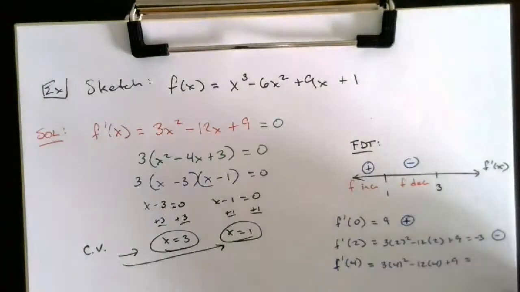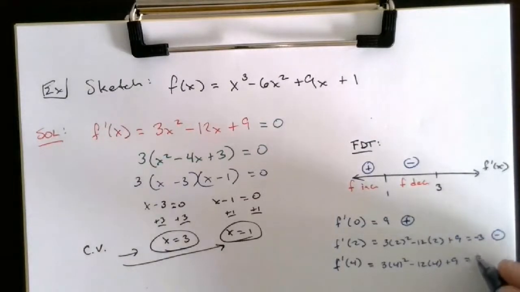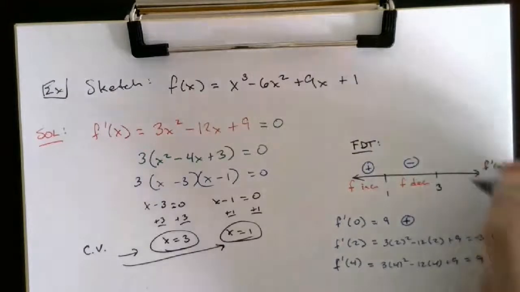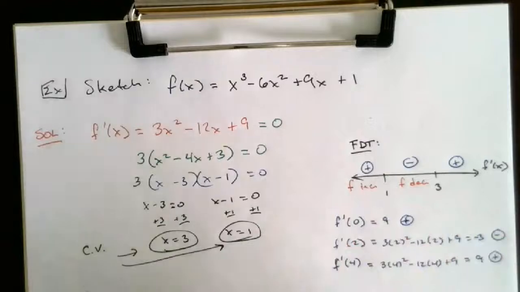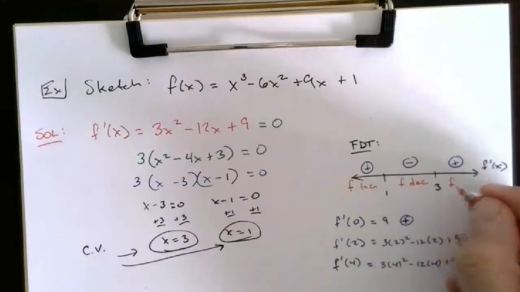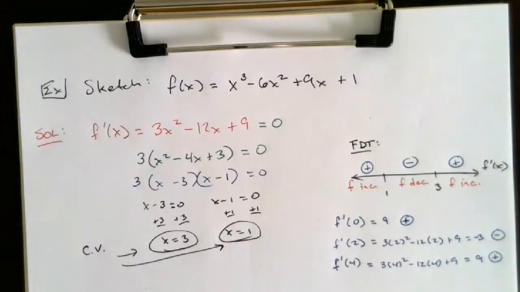And this equals, well, 4 squared is 16 times 3 is 48, minus 48, that gives me 0, plus 9. Well, this is a positive 9. The important thing, though, is that it's positive. If the first derivative is positive everywhere to the right of 3, because 4 is to the right of 3, then the original function f, a positive first derivative, tells you that the original function is increasing, right, because the slopes are positive. So that gives us information, right?